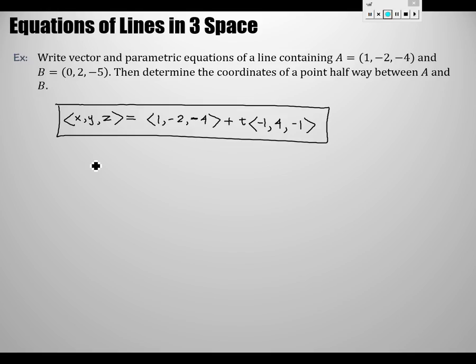Yeah, if you put t equals 1/2, that gives the point, what does that give? 1/2, comma, 0, comma, -4.5. Is that right?